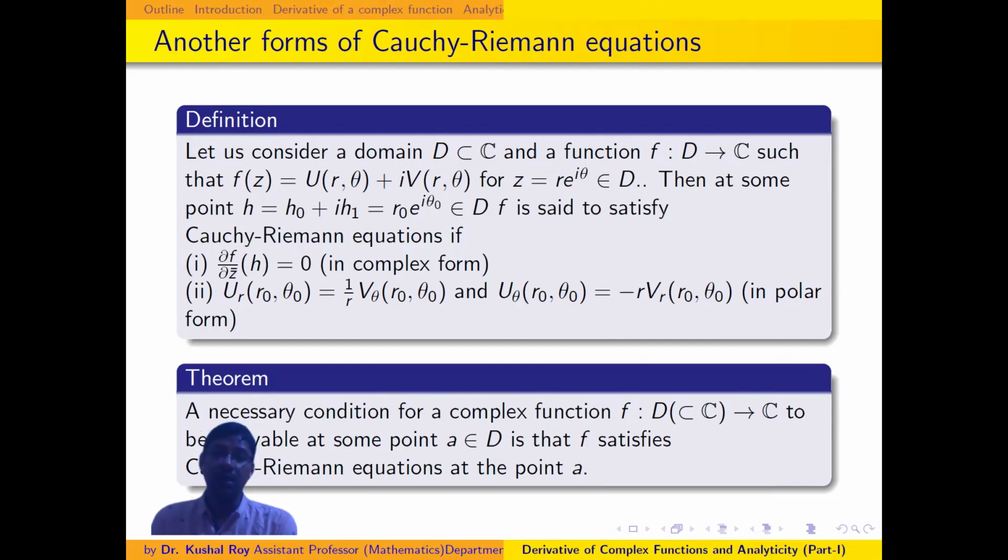Now, next theorem: a necessary condition for a complex function f from D to C to be derivable at some point A belonging to D is that f satisfies Cauchy-Riemann equations at the point A. That means if a function is derivable, it necessarily satisfies Cauchy-Riemann equations there.